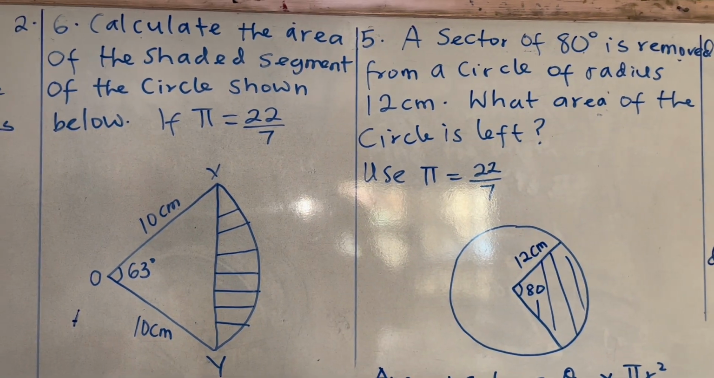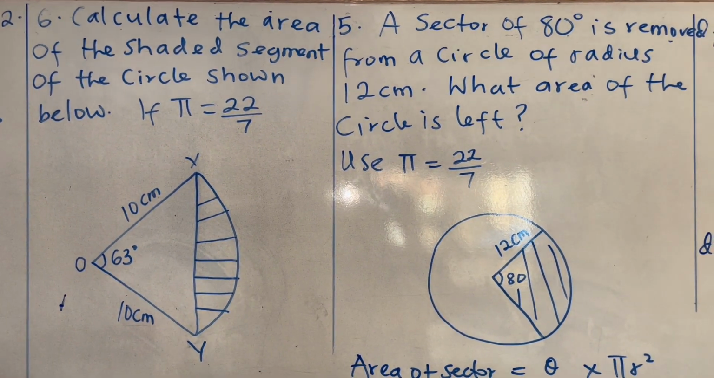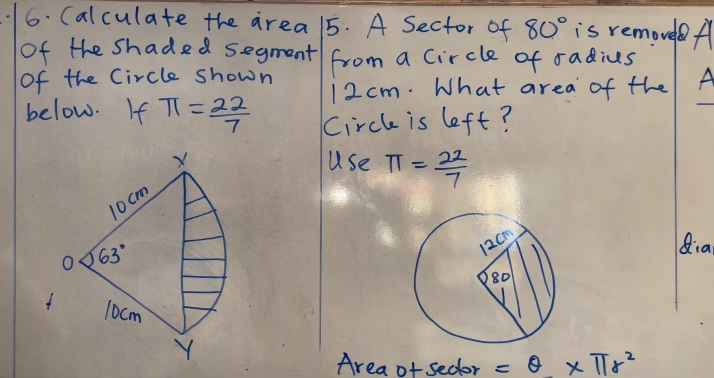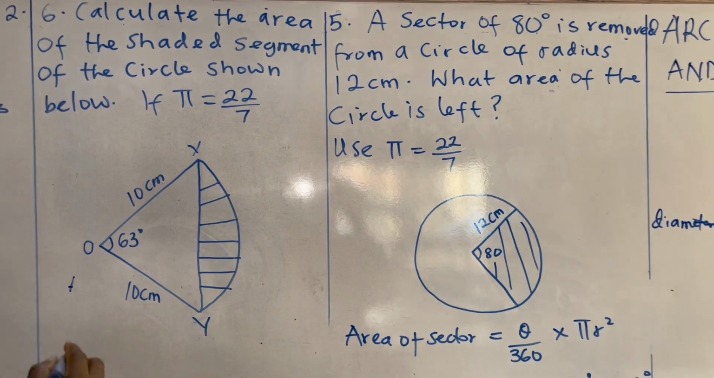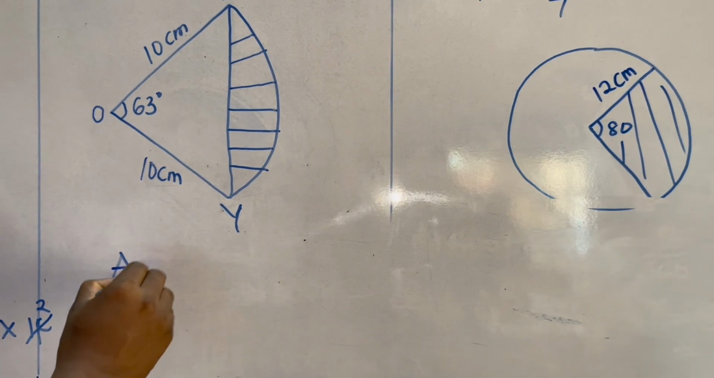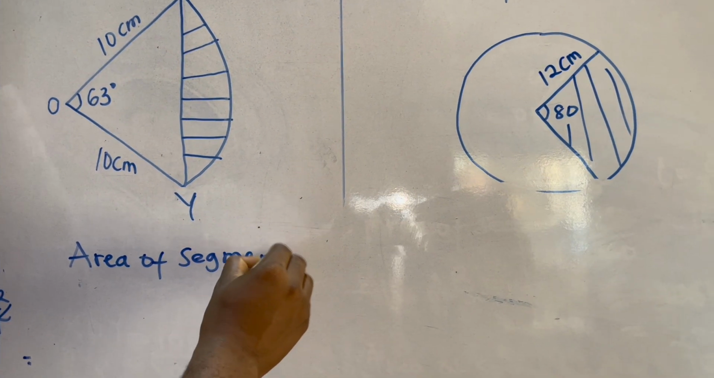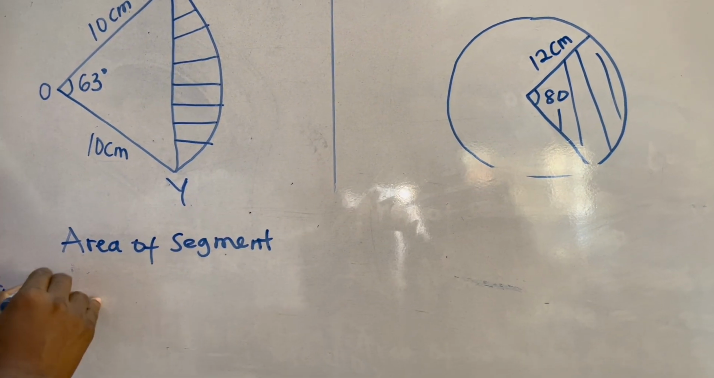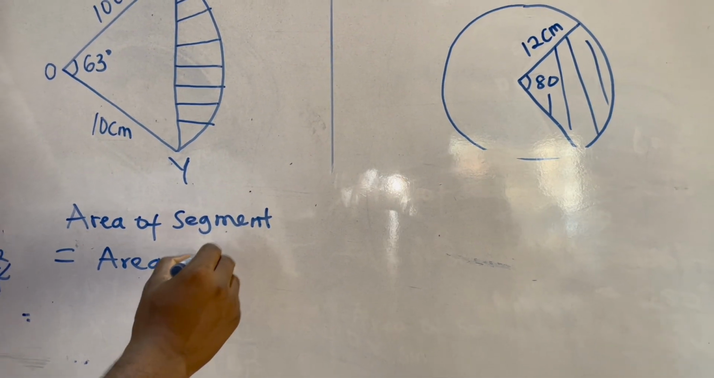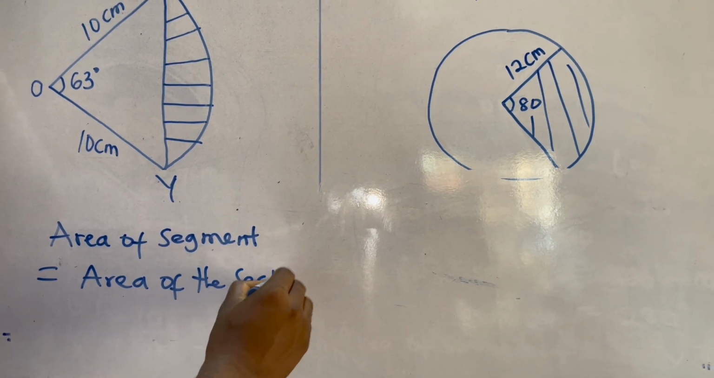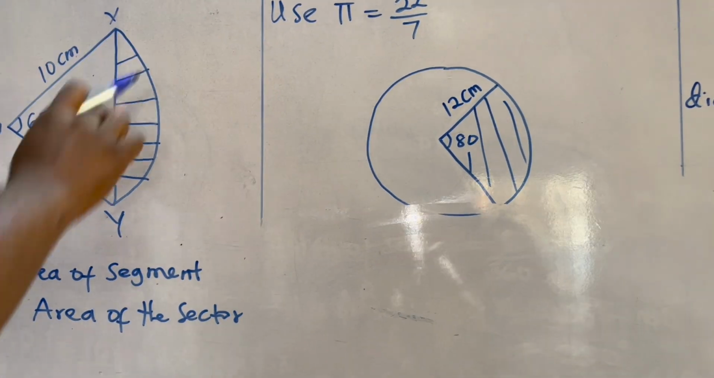Now for our final example, we have to calculate the area of the shaded segment of the circle shown below if theta is equal to 22 over 7. Now we have to use subtraction to calculate the area of the segment. Now it means that the area of the segment is equal to the area of the sector. The sector here is x o y.